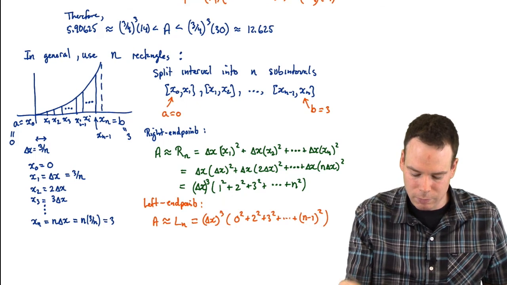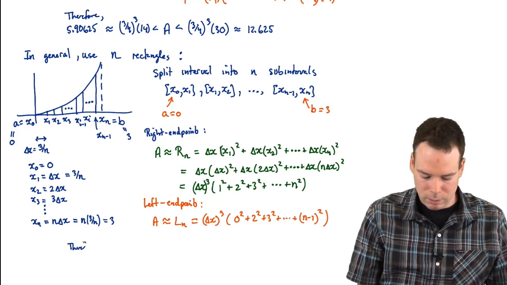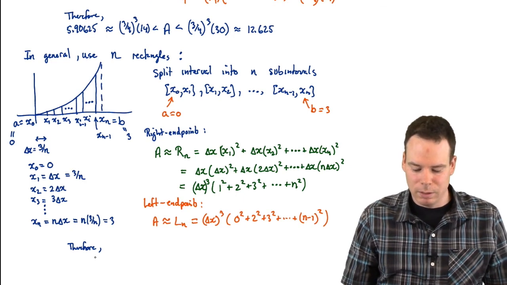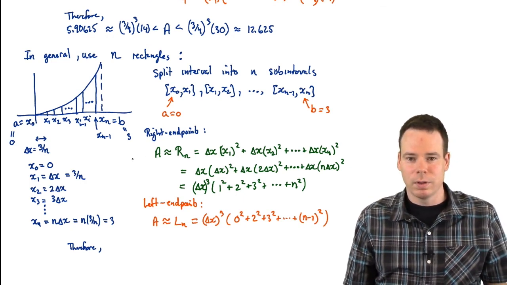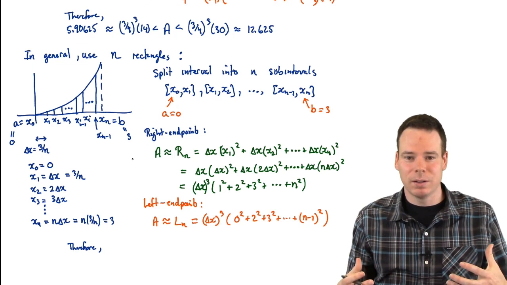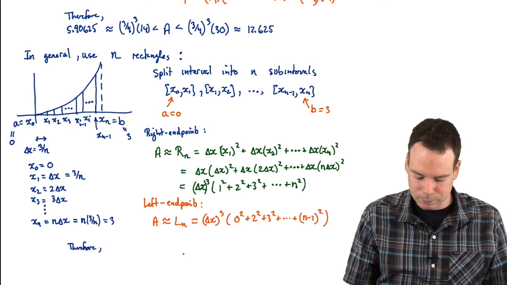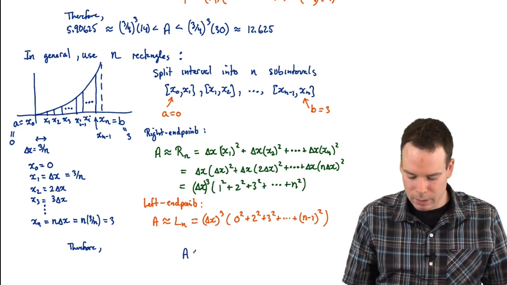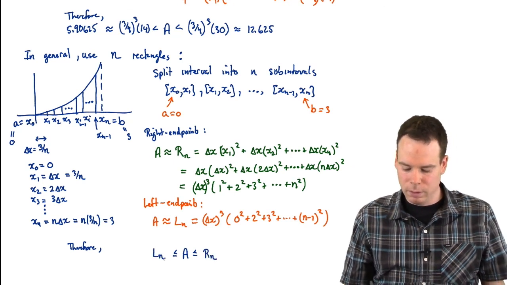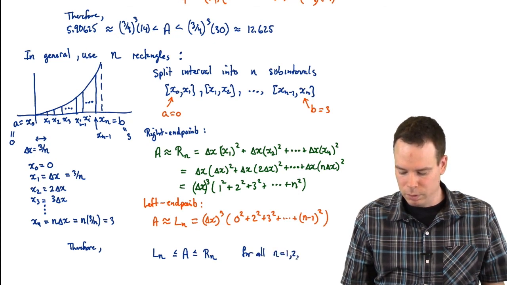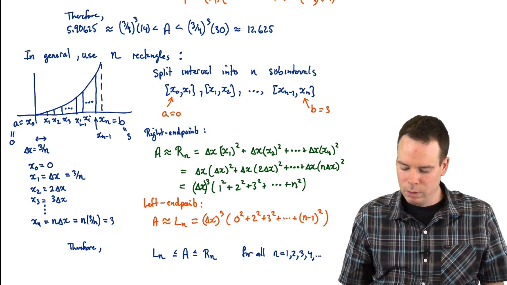And so what we have is a way to estimate the area under the curve and really refine our estimate to be as good as we want by just taking n large enough. So therefore we have that A is trapped between Rn and Ln for all n: 1, 2, 3, 4, all the way up.